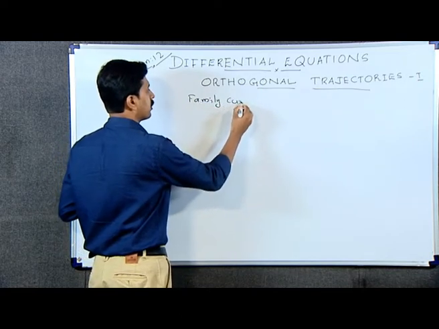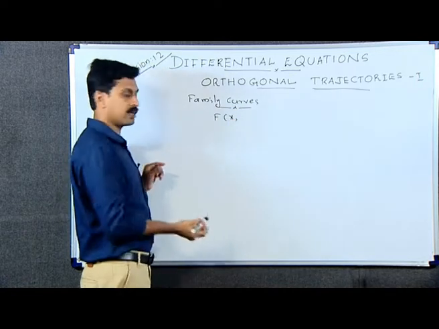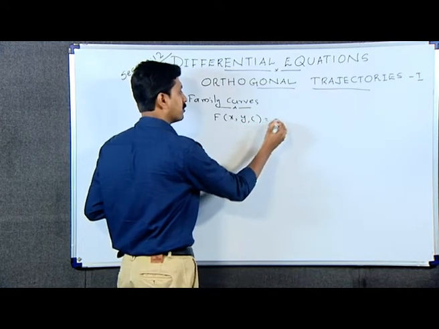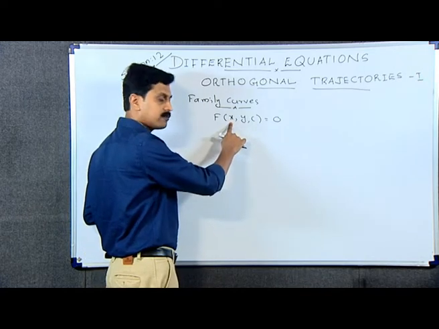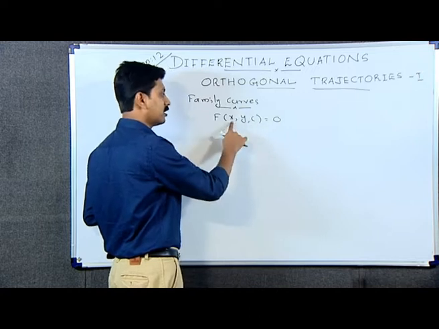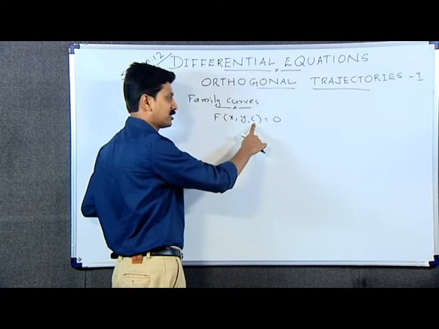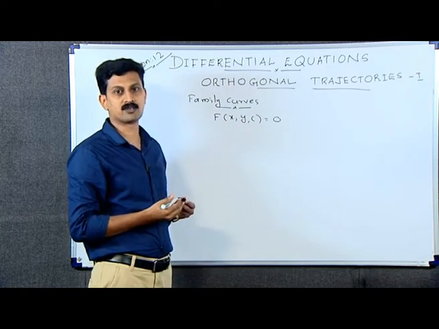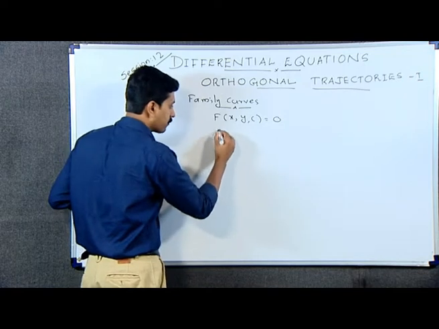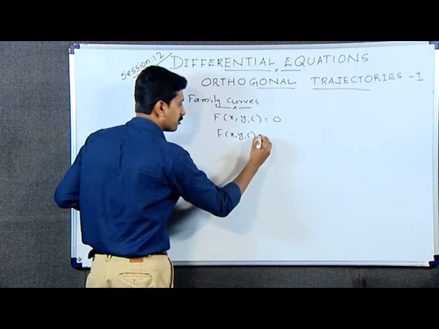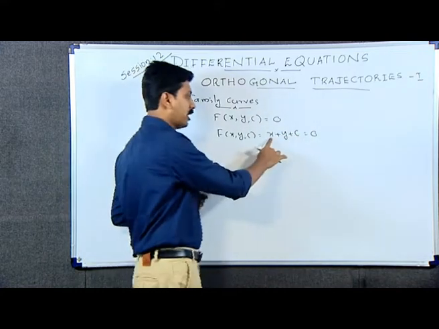A family of curves means we are defining curves by functions involving x, y, c: f(x, y, c) equal to 0. That means a mathematical expression containing the variables x, y and c. Here x is the independent variable, y is the dependent variable and c is a constant. We are treating c as an arbitrary constant, which means it will be treated like a variable. Simply we can write f(x, y, c) = x + y + c = 0. This is a family of curves.